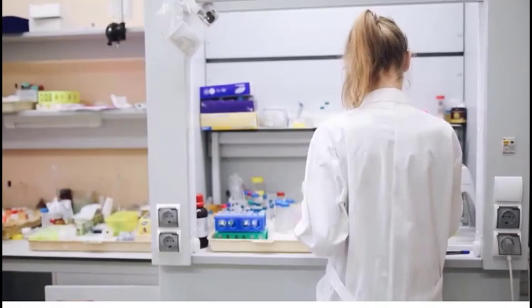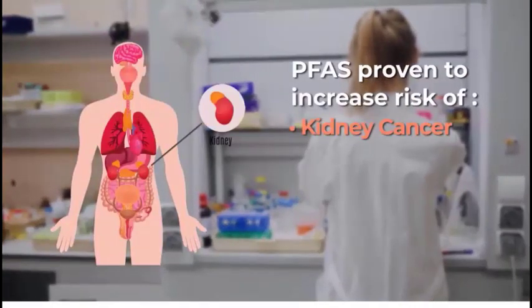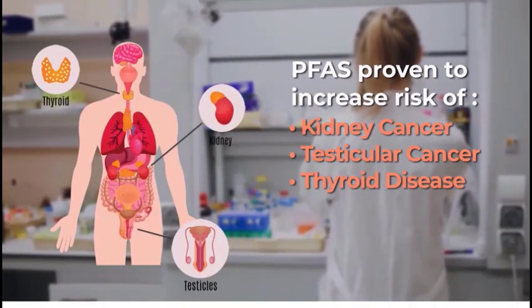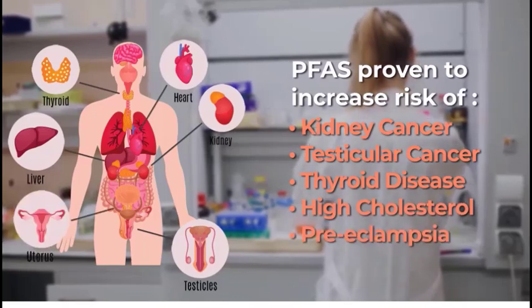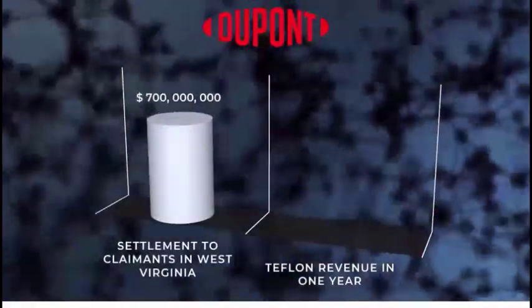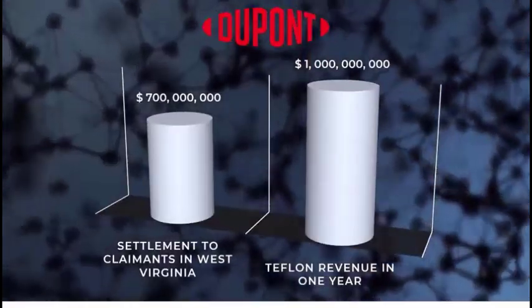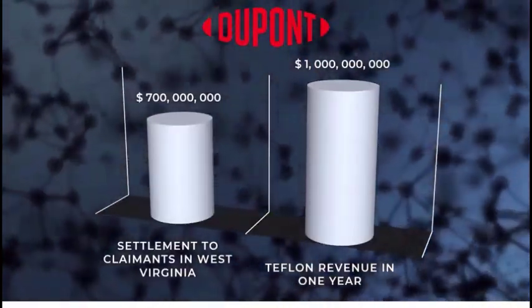Researchers proved a link between one PFAS and increased risk of kidney cancer, testicular cancer, thyroid disease, high cholesterol, preeclampsia, and ulcerative colitis. DuPont disputed the findings, but eventually settled for around $700 million. However, DuPont makes over $1 billion a year from Teflon alone, and has never admitted any guilt.